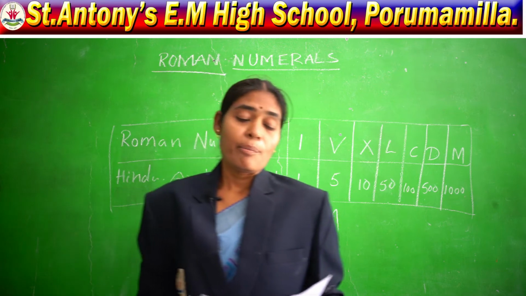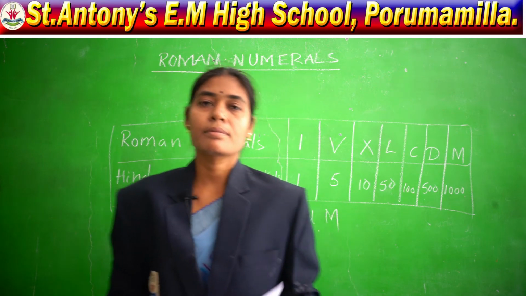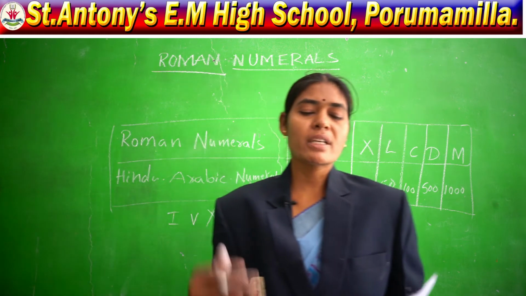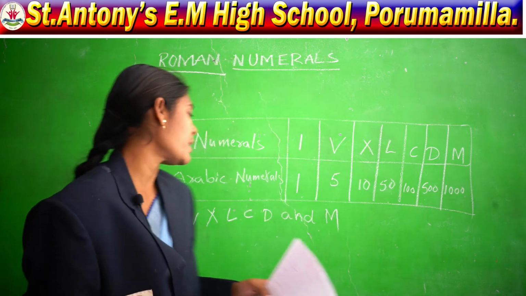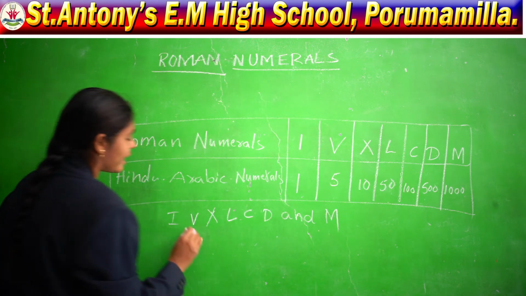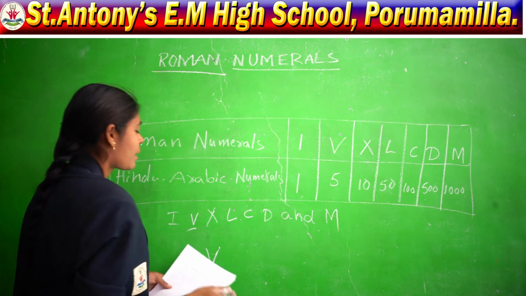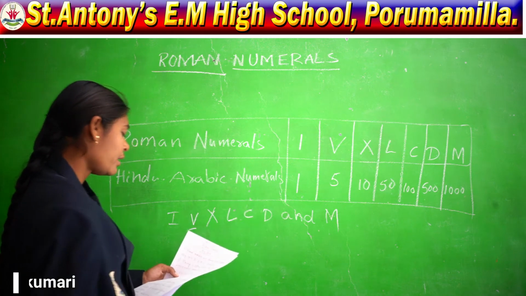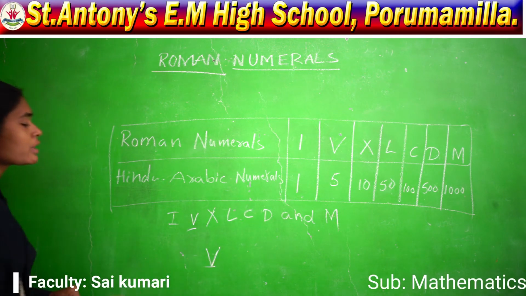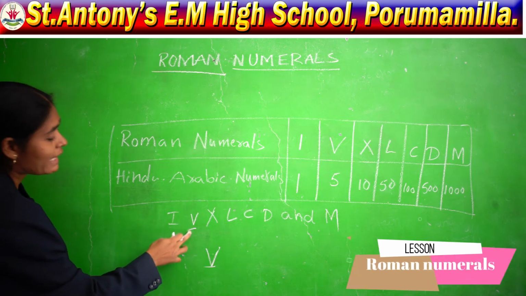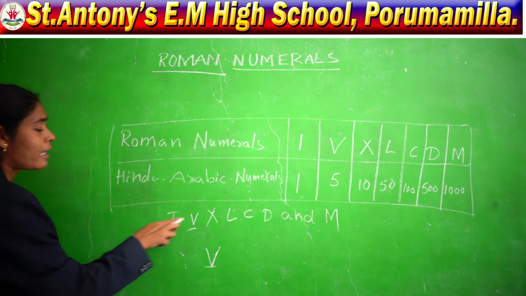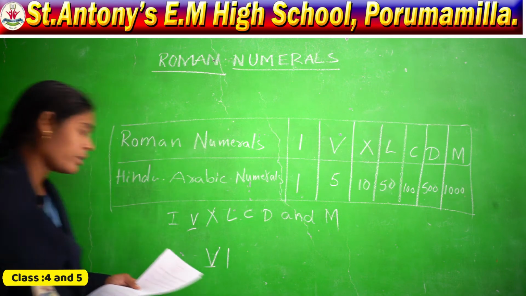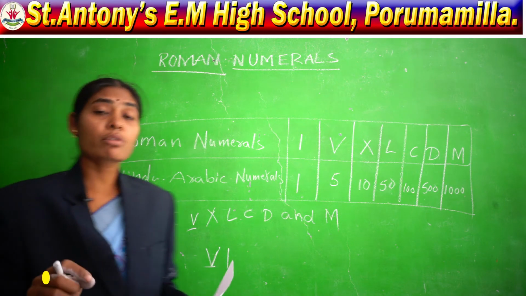Second point: placing a letter after one of the bigger number. Example, we will take V. What I explained now: placing a letter after one of the bigger number. 5 is bigger than 1. After the bigger number, what do you write? 1. If you write the 1 after the bigger number, you have to add it.